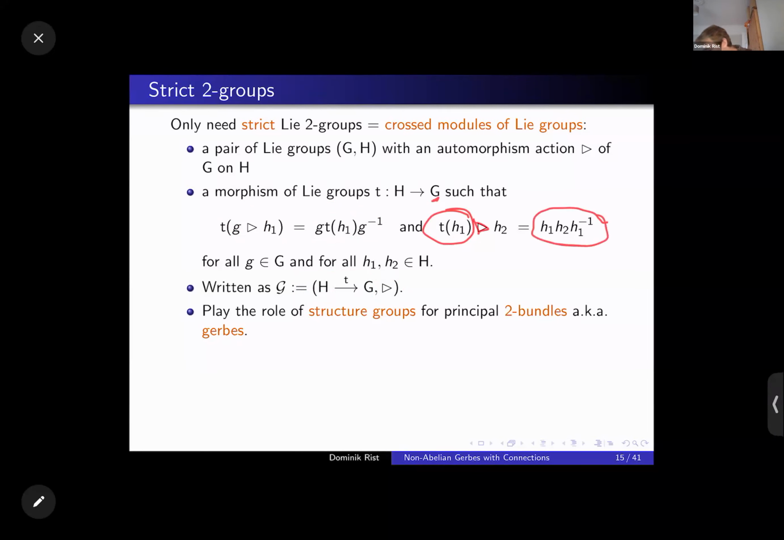So, when you are given this data together with these conditions, this encodes for you a principal 2 bundle where the 2 group is given by the crossed module of Lie groups. So this is what I'll mean by a non-abelian gerbe without a connection. There's no connection yet. We'll get to that. But this is just the topological description of non-abelian gerbes.